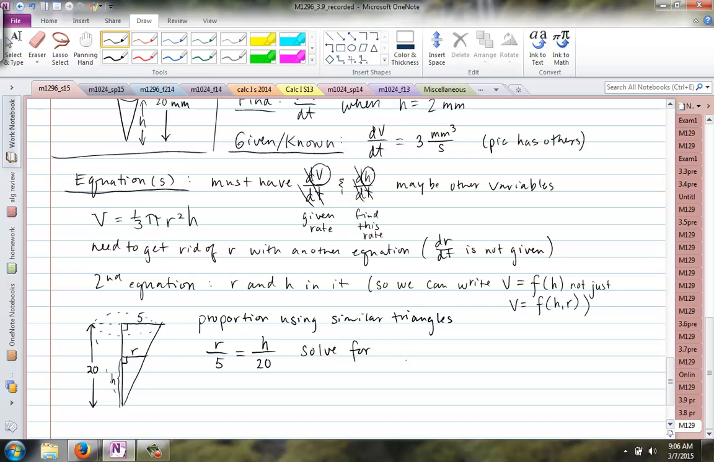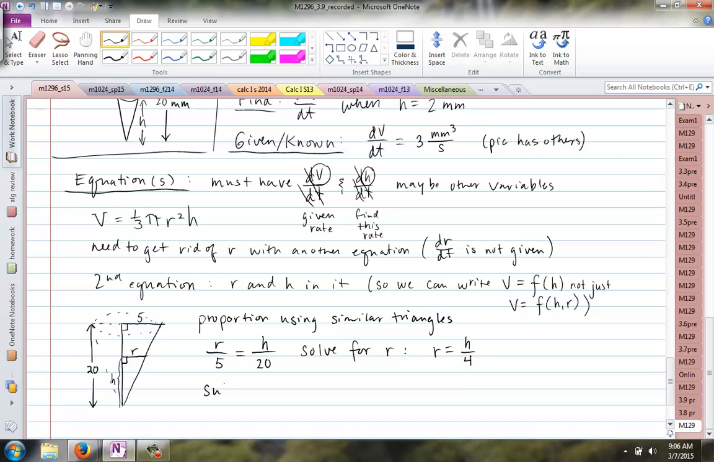So now we're going to solve this little equation. Looking at the equation again, this is something students really get confused with. Remember, you're trying to get rid of the r in there. So we're going to solve for r so we can plug in terms of h for the r, and that gets rid of the r from the volume equation. That's a piece of cake. We just multiply both sides by 5 and we get h over 4.